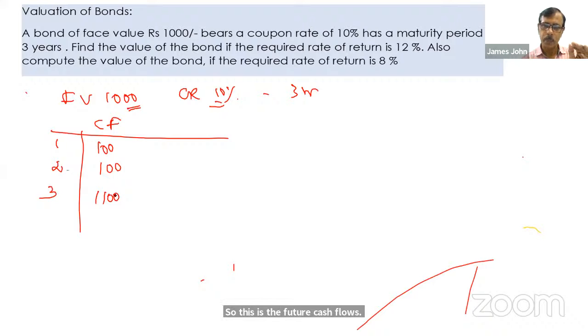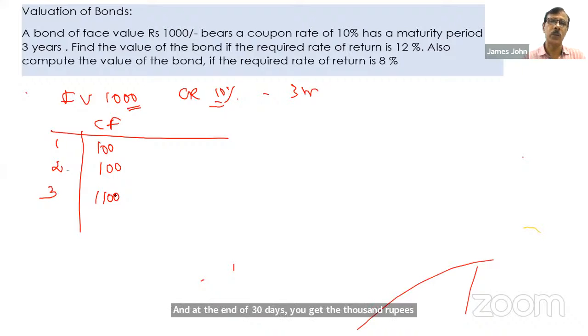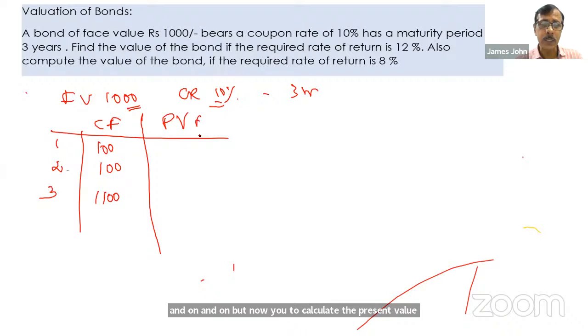Am I correct? A person who purchases a bond now for 1,000 rupees has to wait for 1 year, then he gets 100 rupees as interest. And after 1 more year, at the end of second year, he gets another 100. And at the end of third year, he gets the 1,000 rupees plus 100, 1,100. Now, to calculate the present value, you have to find the present value of these cash flows.